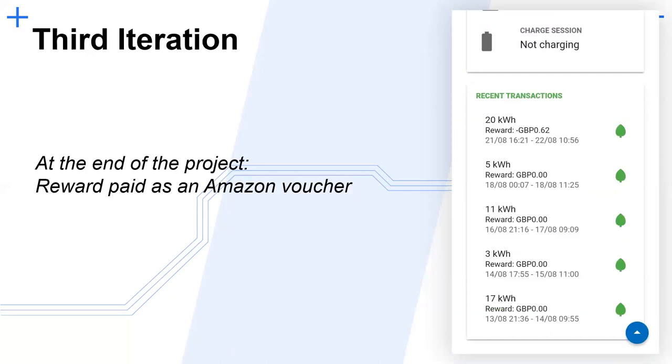So you see here on the app side all these different charge sessions, how much energy was charged, and some have a minus sign, some have no sign. Actually, it was a test app. At the end of the project, this was make-believe money because these were not actual energy tariffs. But at the end of the project, the reward was paid out in the form of an Amazon voucher. And I think on average, people made like 15 or 20 pounds, but the people that did best scored up to 80 pounds.